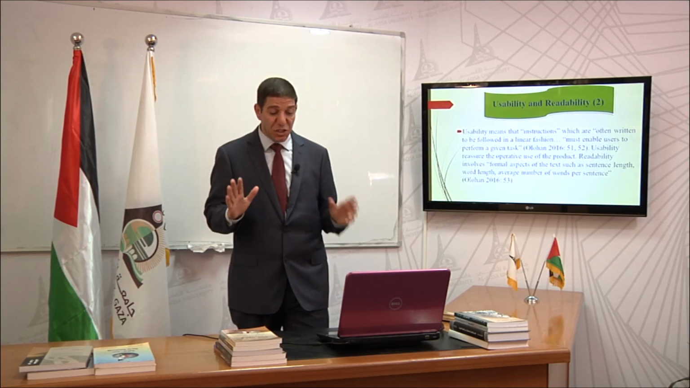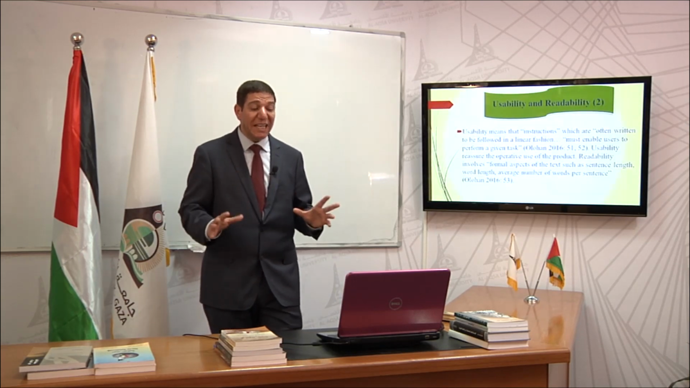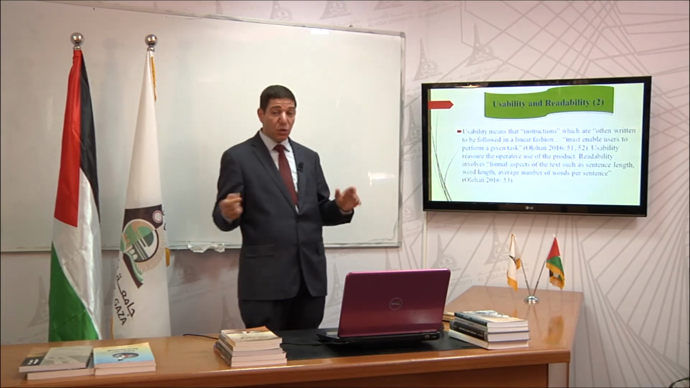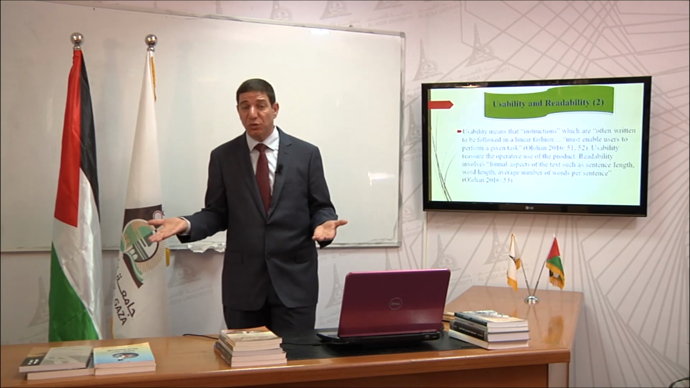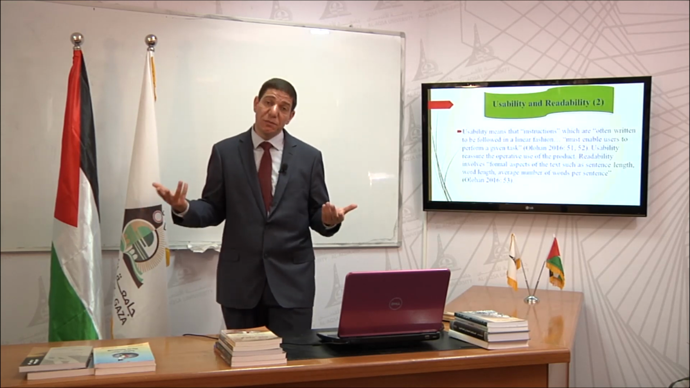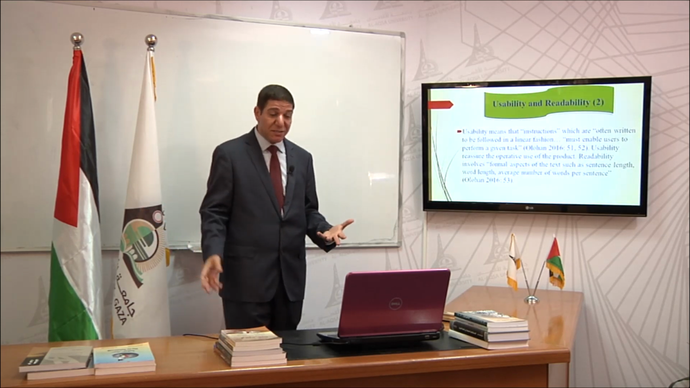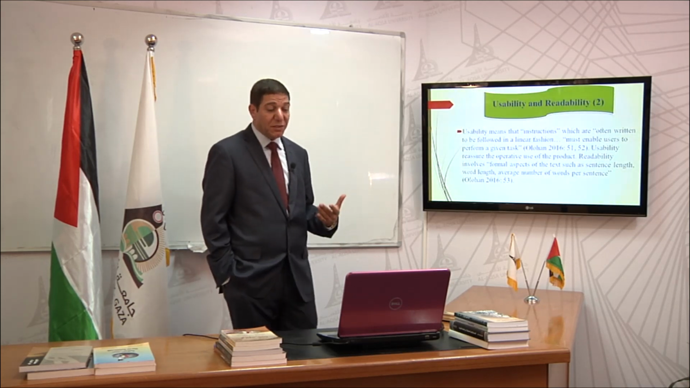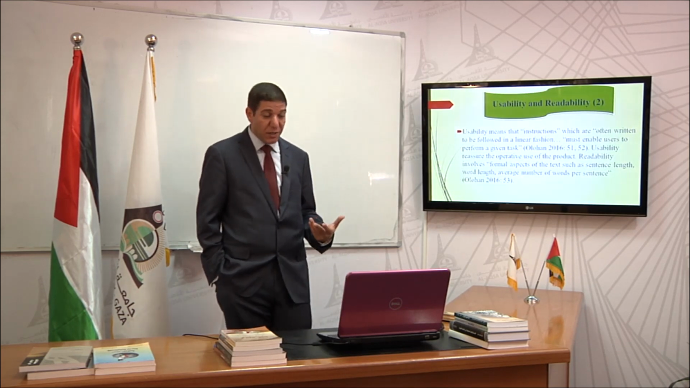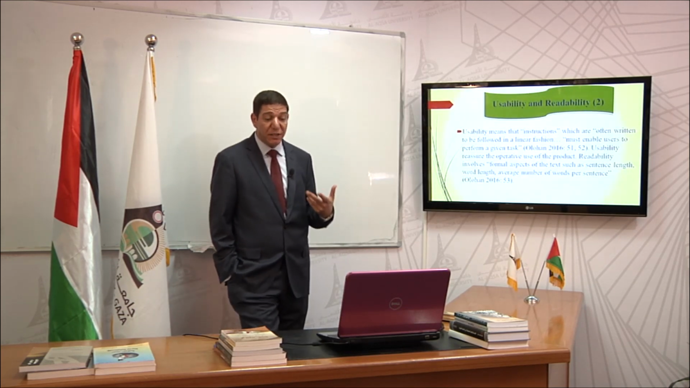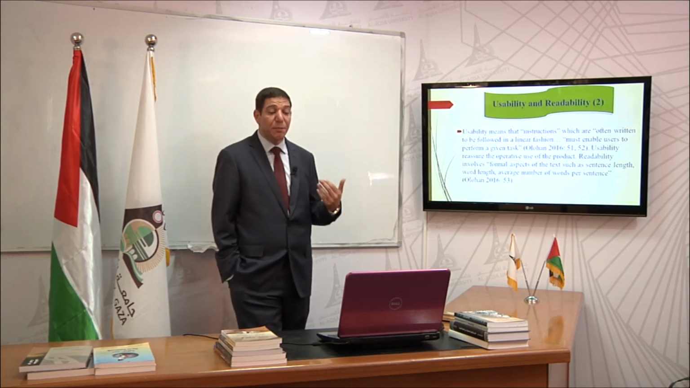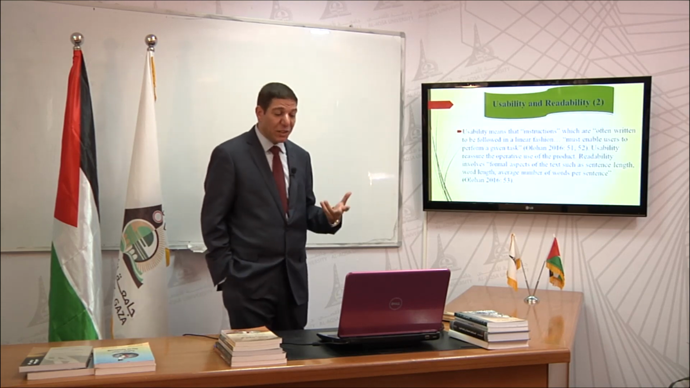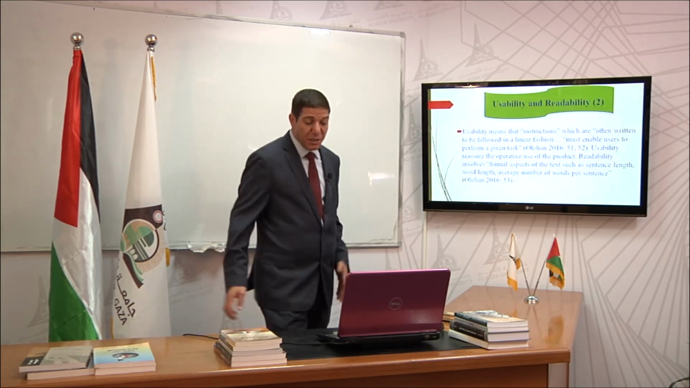It means that instructions, which are often written to be followed in a linear fashion, step 1, step 2, step 3, in order to operate your machine that you have bought well, and in order to feel comfortable doing the job, must enable you, the users, to perform a given task. Usability reassures the operative use of the product. Readability involves formal aspects of the text such as sentence length, word length, average number of words per sentence.